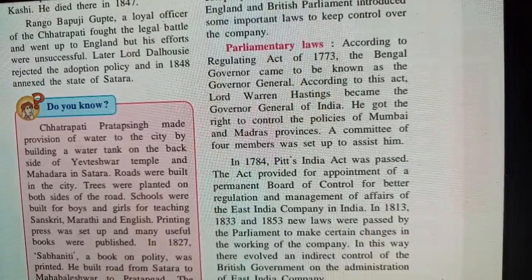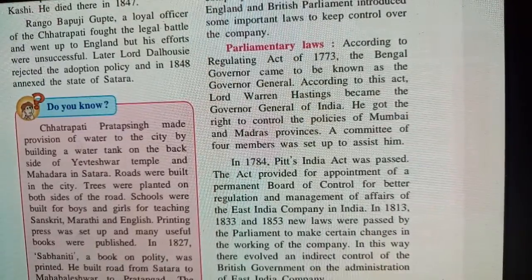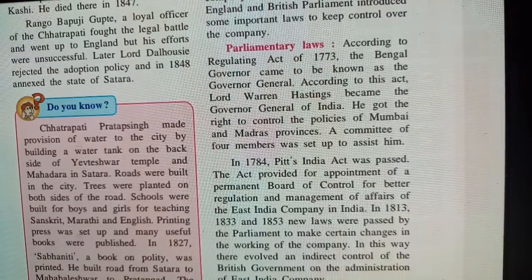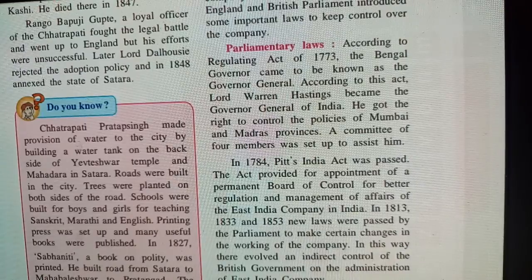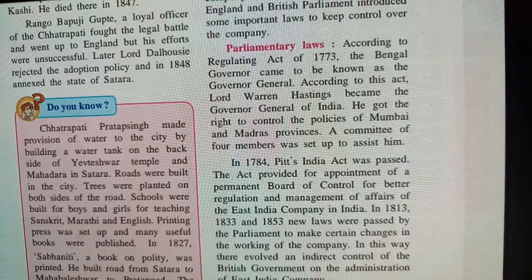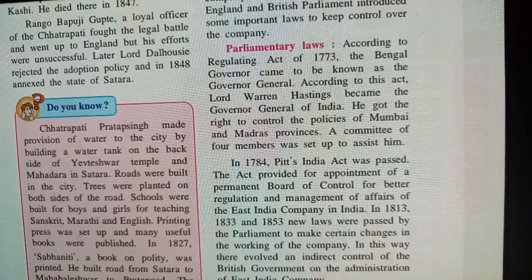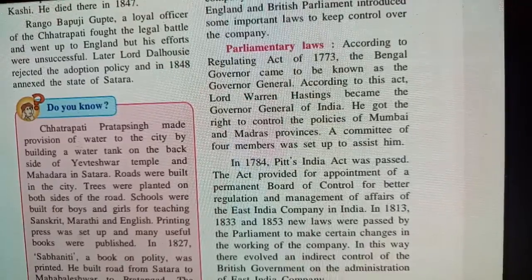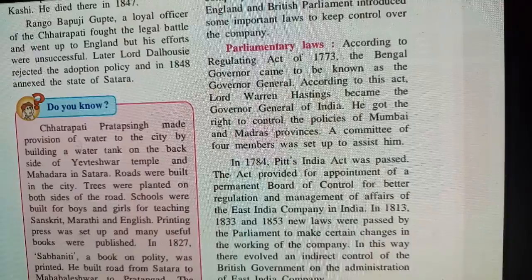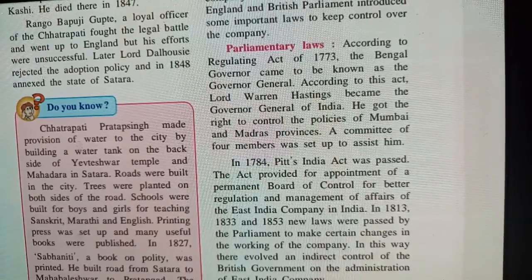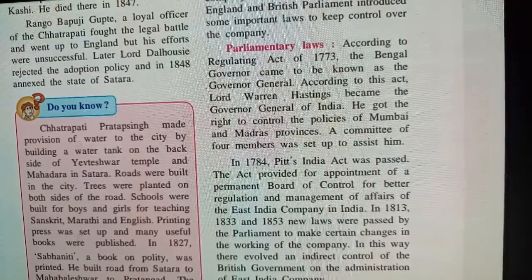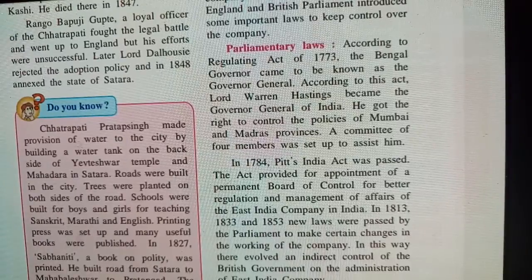According to the Regulating Act of 1773, what did the Parliament Act provide? In 1773, the Bengal governor came to be known as the Governor General. According to this act, Lord Warren Hastings became the Governor General of India. He got the right to control the policies of the Bombay and Madras provinces, so he had control over those provinces to provide good administration to the people.